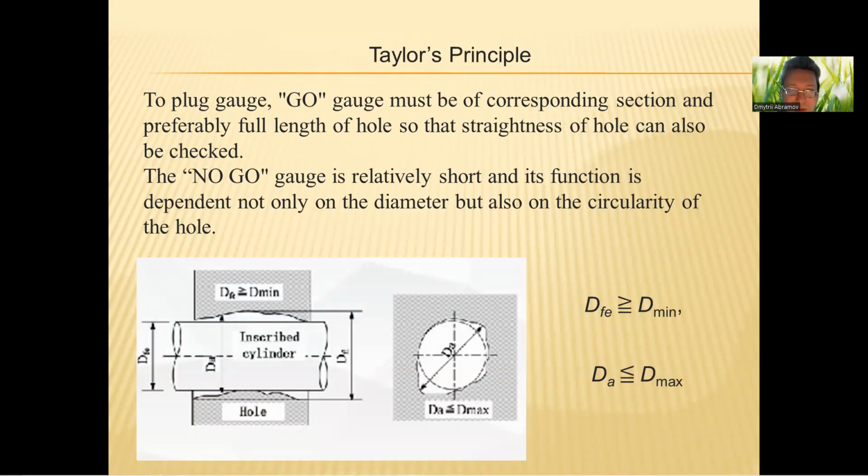To plug gauge, go gauge must be of corresponding section and preferably full length of hole so that straightness of hole can also be checked. The no-go gauge is relatively short and its function is dependent not only on the diameter but also on the circularity of the hole.